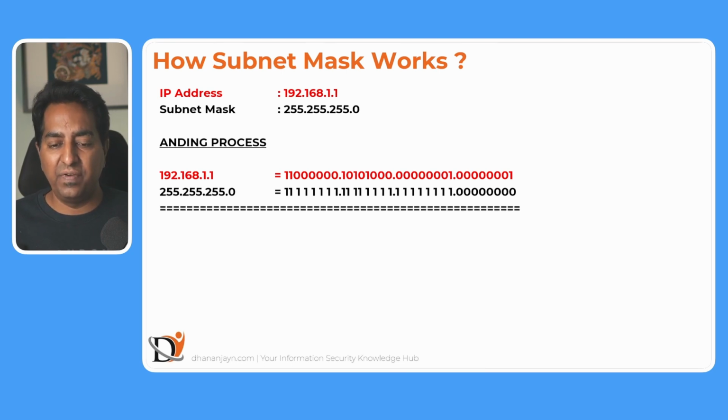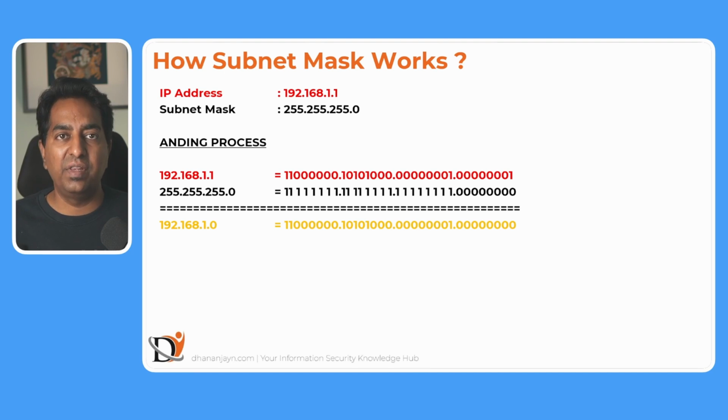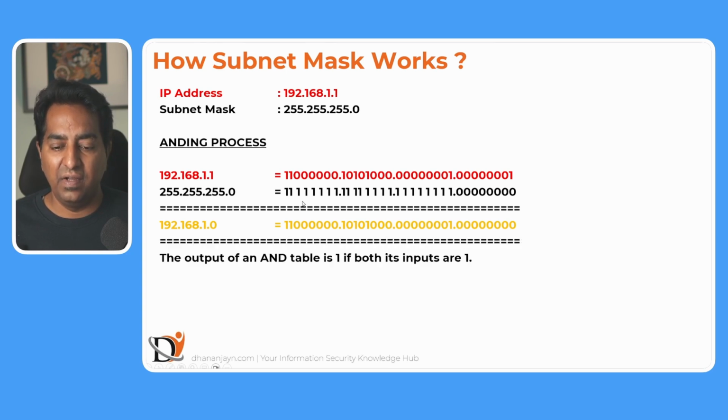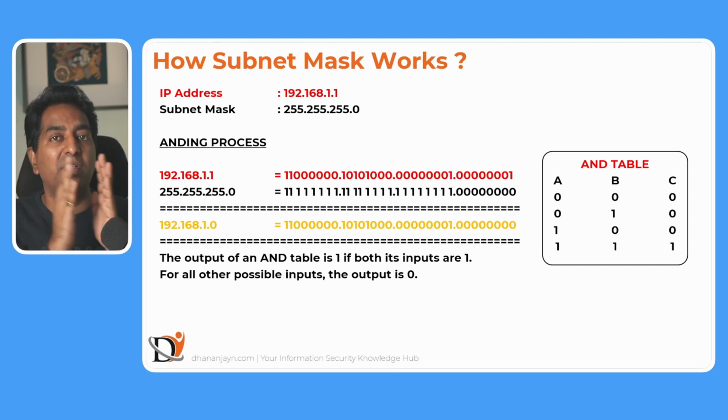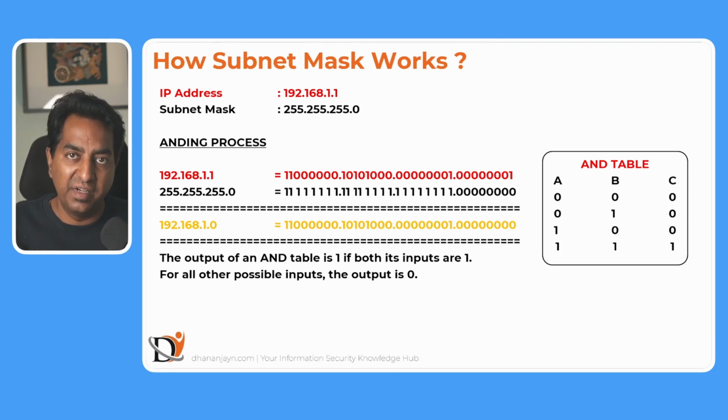And now if I do the ANDing process, I'm going to get the network ID as 192.168.1.0. That is because of the ANDing process. The output of the ANDing process is 1 only if both the bits are 1. So this is the truth table. Consider you have 0 ANDing with another 0, the output is going to be 0. The meaning of AND means both the binary digits need to be 1. Only then the output is going to be 1. So that is why we call it an AND gate.